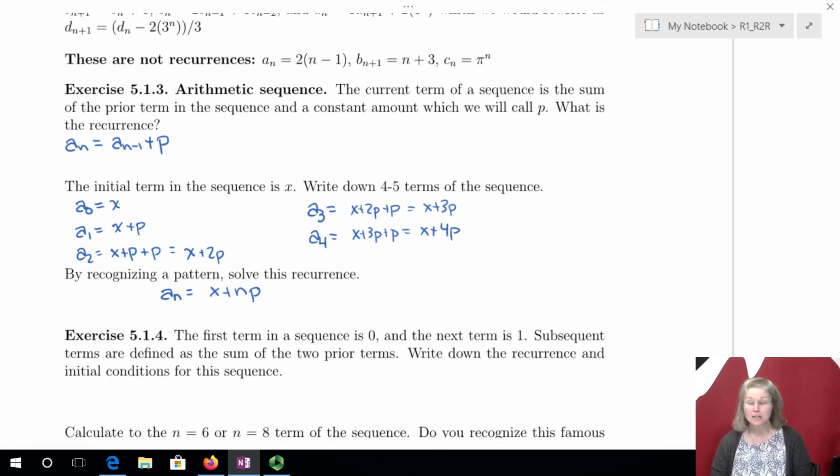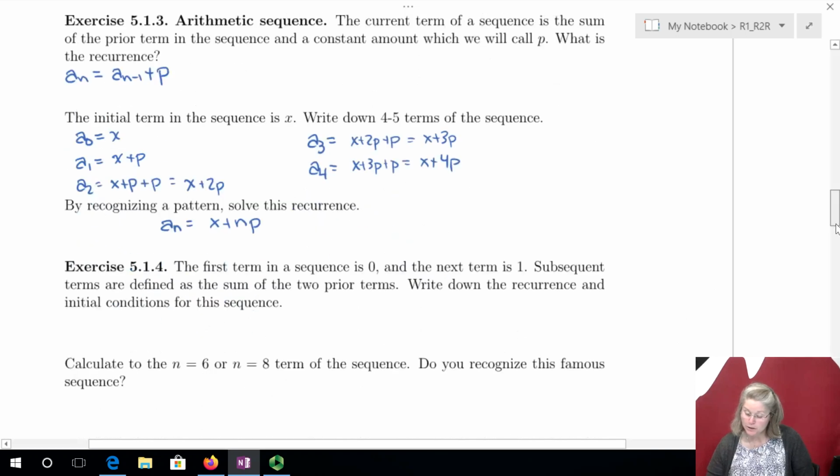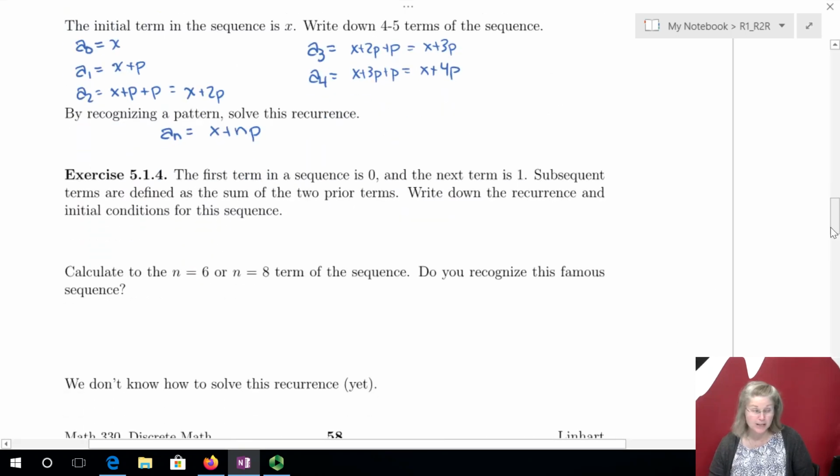All right, so now let's work with another recurrence. So in this next recurrence, we've got the first term in a sequence is 0 and the next term is 1. Well, the initial term of a sequence is a_0. So we would set a_0 is equal to 0. The next term is equal to 1. So we'd say, hey, a_1 is equal to 1.